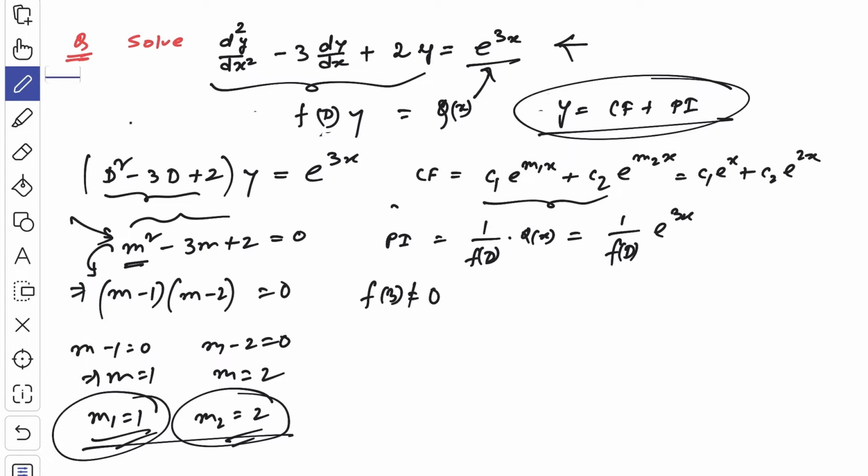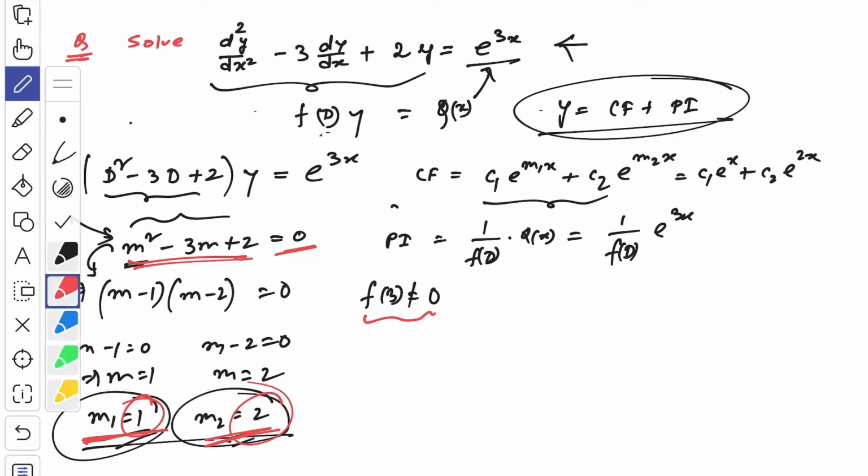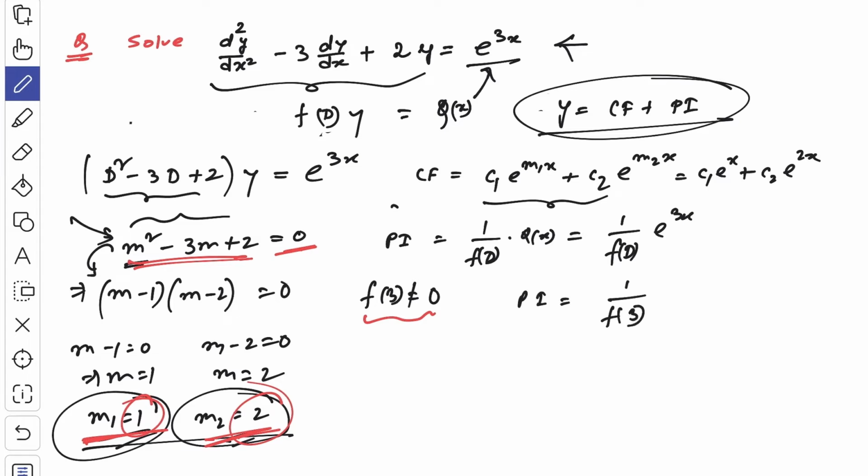here, this m1 and m2, and for these two values only this equation becomes equal to 0. That's why it is obvious that f of 3 will not be equal to 0 in this case. You may check yourself whether that is true or not. So if this is not equal to 0, then this PI is nothing but 1 by f of 3 e to the power 3x.